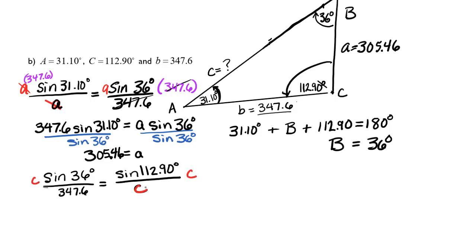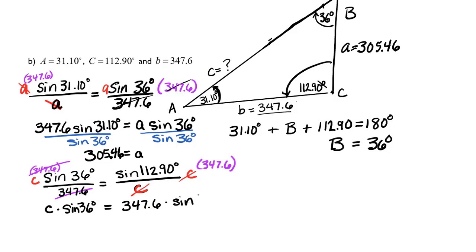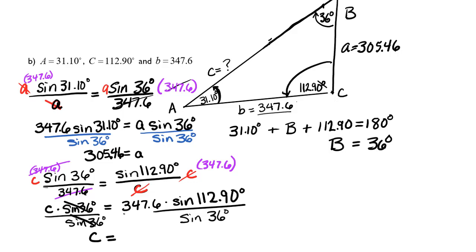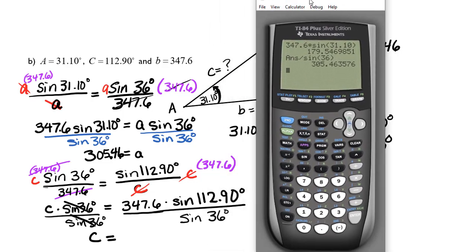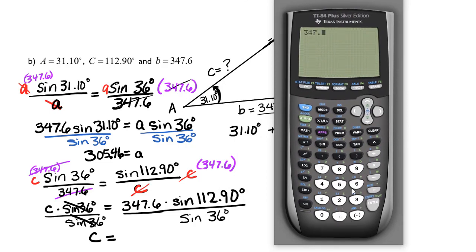Now I need to solve for C, so I'm going to multiply both sides of my equation by C and clear C on the right side. I'm also going to multiply both sides of my equation by 347.6. This will allow me to clear my fractions. And rewriting, I will have C times sine of 36 degrees is equal to 347.6 times sine of 112.90 degrees. Then I'll divide both sides by sine of 36 degrees. And that will allow me to divide out my sine of 36 on the left. That gives me C is equal to this fraction over here that we can simplify with our calculator.